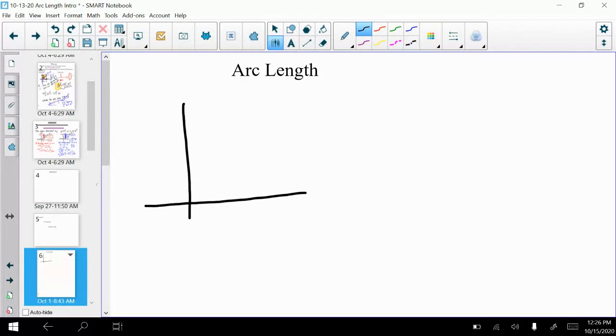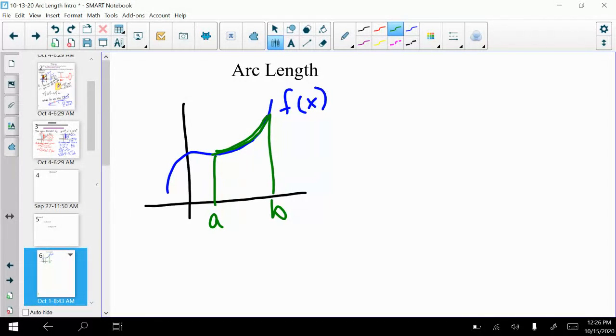We have our wonderful arbitrary calculus function. And for whatever reason, perhaps this is how the path that our spaceship is going to travel or whatever, we decided that we really just can't live without knowing the length of that curve from A to B.